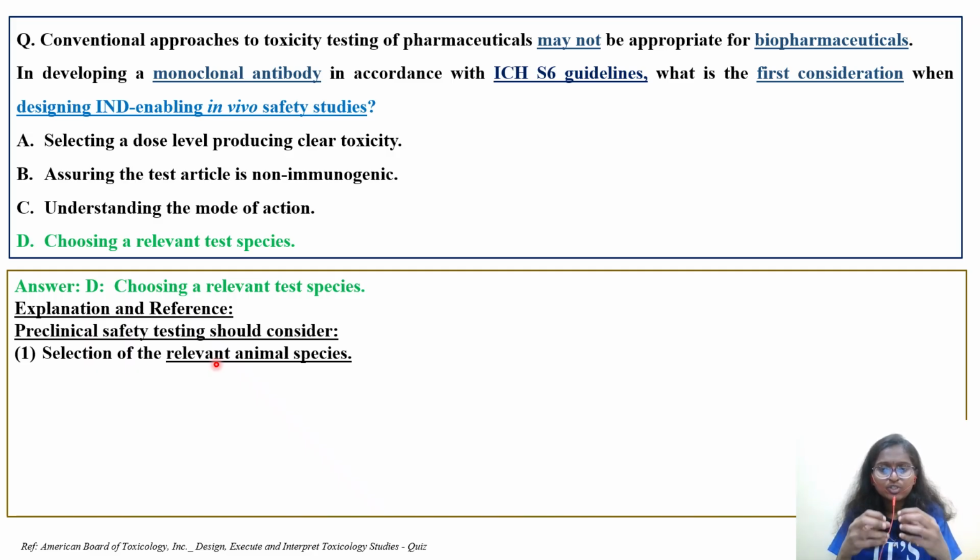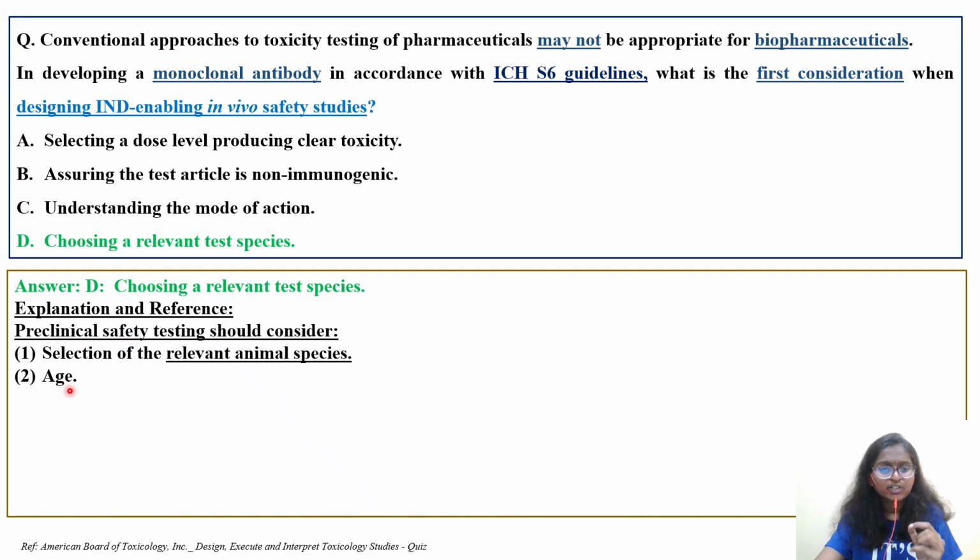Getting my point? So instead of doing studies in a battery of animals from lower to higher species, you will be doing them in a selective species. So this is the most important criterion. Actually, this is a basic knowledge question. But still, there are certain people who might not be working in the biotechnology industry, so for them, they have to learn it from the beginning.